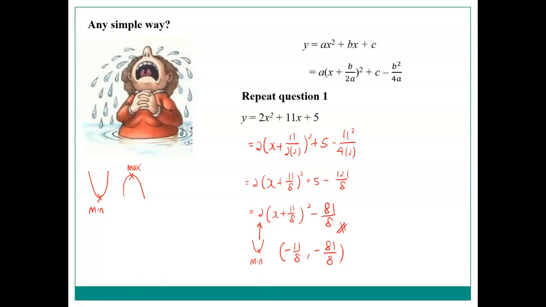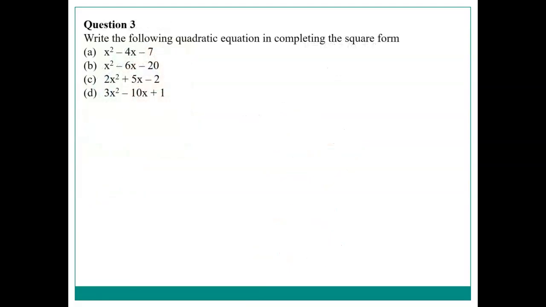Okay, so let's try a few questions here. Maybe we can just try one question. Say I want to try question B. Write this equation into completing square form. So question B, I have y equal to x squared minus 6x minus 20.